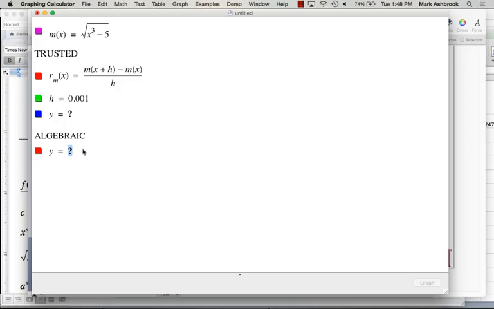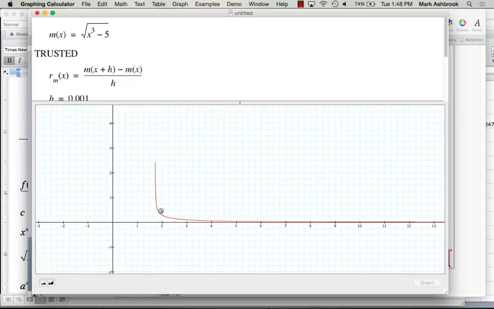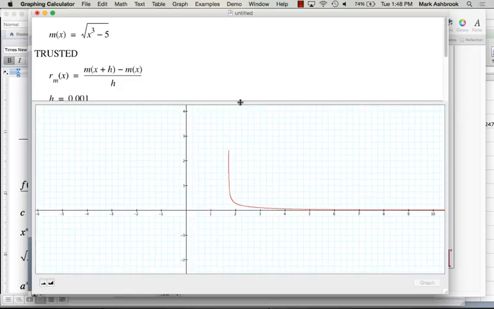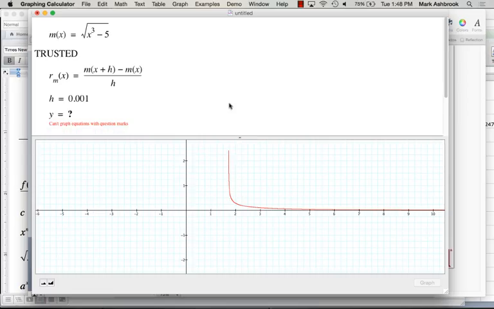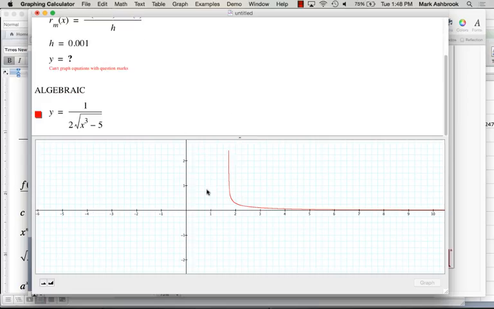And then I want to graph what our conjecture was. Our first one was 1 divided by 2 square root of x cubed minus. Is that it? Was that our first conjecture? So let's graph that. See what it looks like. Okay, it's only defined for values that make that positive, right? So that's something. This is not defined for all real numbers because under the square root it has to be positive.